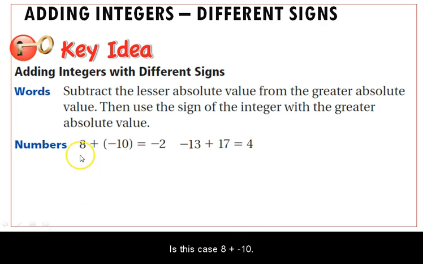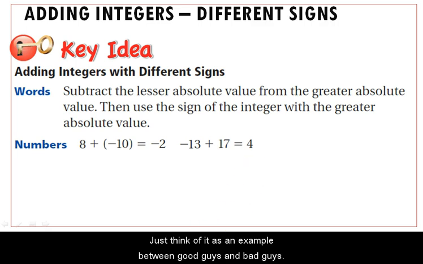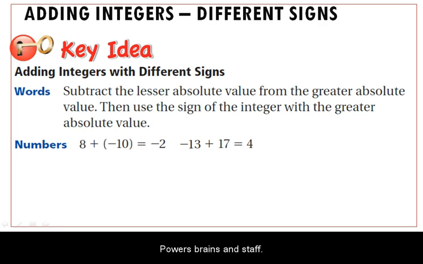In this case, 8 plus -10 results in -2. In the second example, -13 plus 17 equals +4. Let's think of it as an example between good guys and bad guys. Again, if you were cloned and you had identical abilities and powers, brains, and stats, who would win the competition?